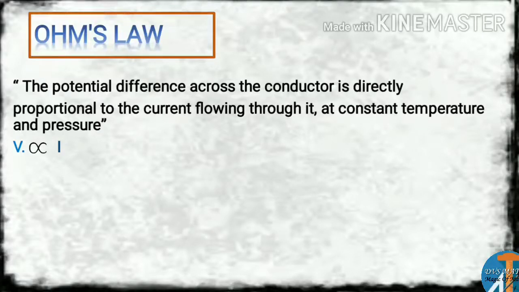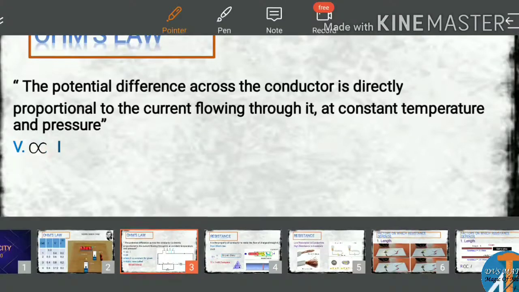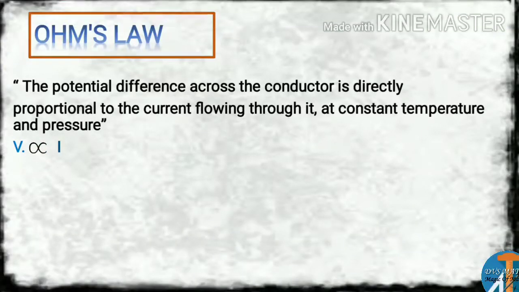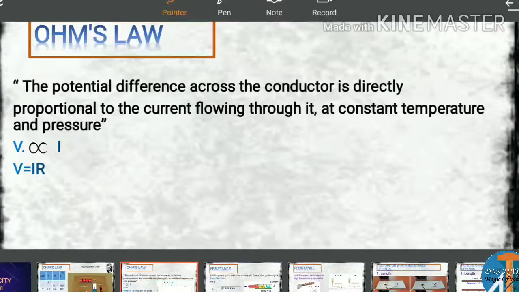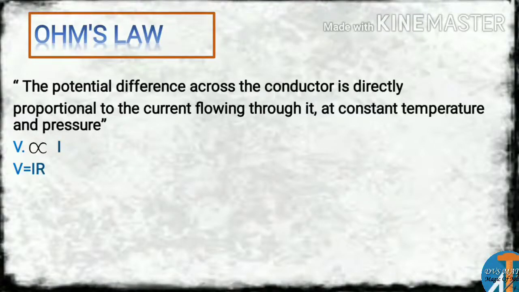V is proportional to I. This is the proportionality symbol. So it is directly proportional, V proportional to I. As you know, if you want to remove the proportionality symbol and place an equals sign instead, we have to introduce one constant. That constant is called R. So we remove the proportionality symbol and in its place put equals, so V is equal to IR. Here R is a constant.